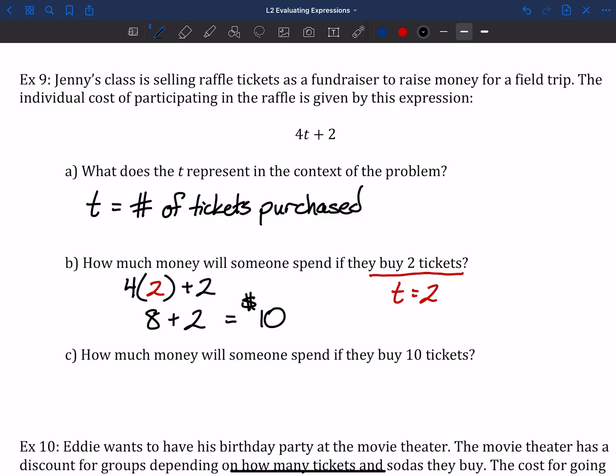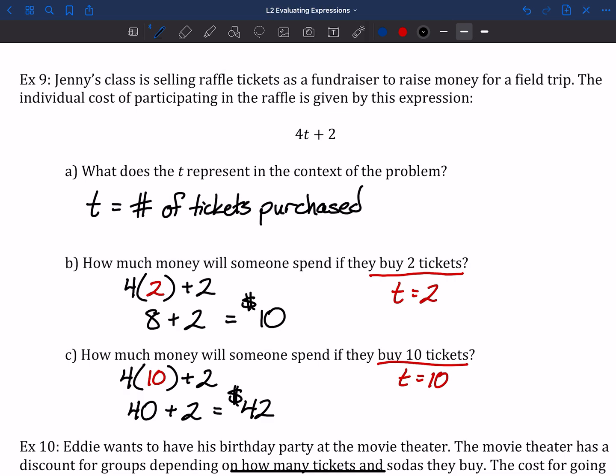How much money is someone going to spend if they buy 10 tickets? All right, try that one out. Pause here and then unpause when you think you got it. So to buy 10 tickets, that now means that our t is equal to 10. Right, it's the same kind of deal. I'm going to go ahead and plug in 10 where I used to have a t, and then just simplify from there. And so 4 times 10 is 40, and then plus 2 gives me $42 dues.